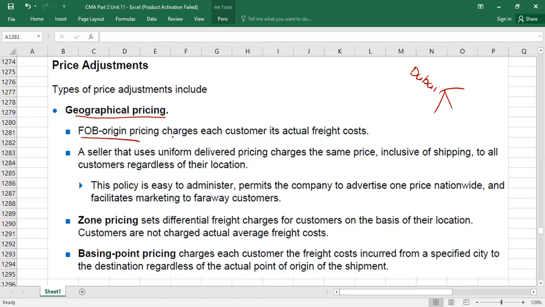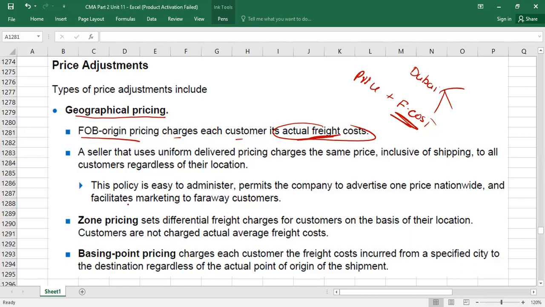FOB origin pricing is where, as a seller, you will charge each customer its actual freight cost. Obviously, you will charge the price of the product plus the freight cost. Freight cost means shipment cost. For example, if you're dispatching goods from Dubai to India, the price could be different. If you're dispatching goods from UAE to Europe, the price could be different. This is what is called FOB origin pricing. Here, for each customer, you will charge the actual freight cost.